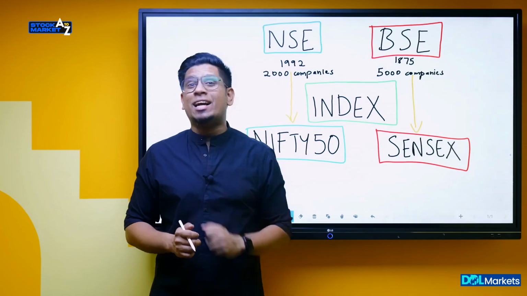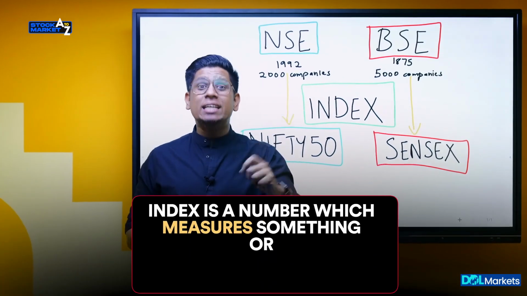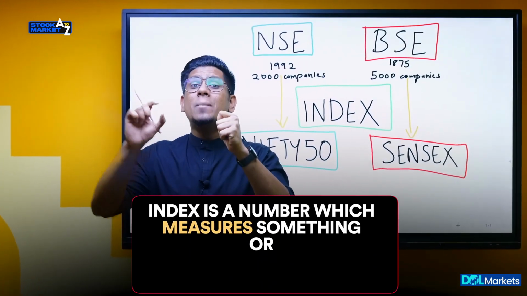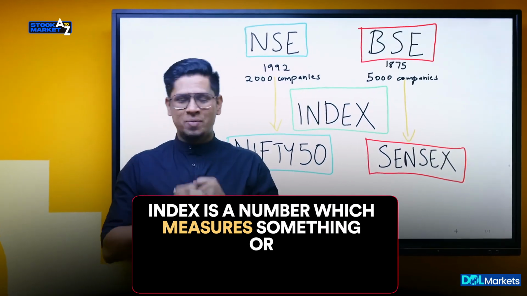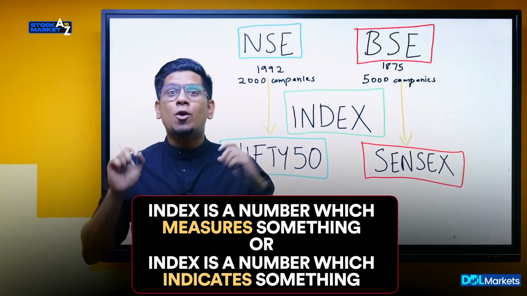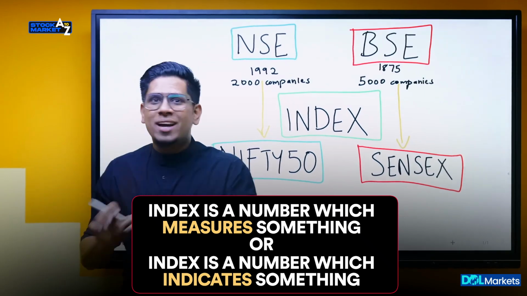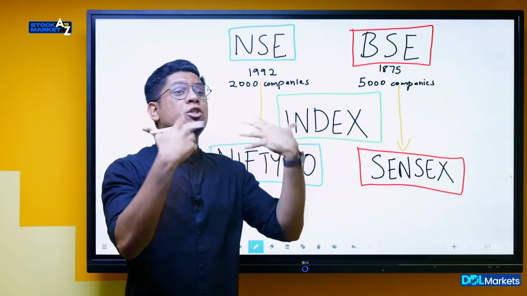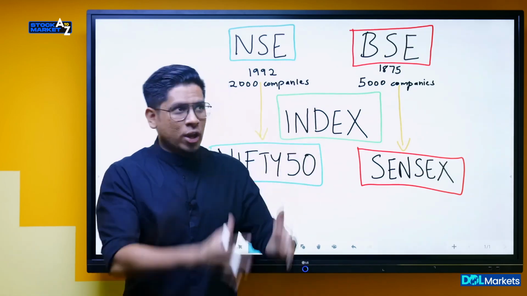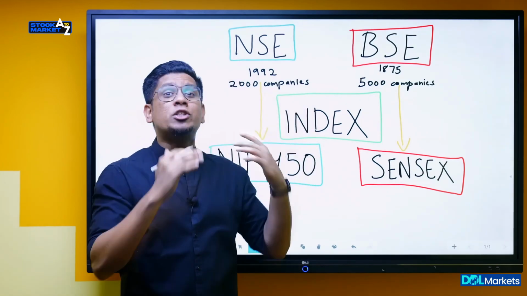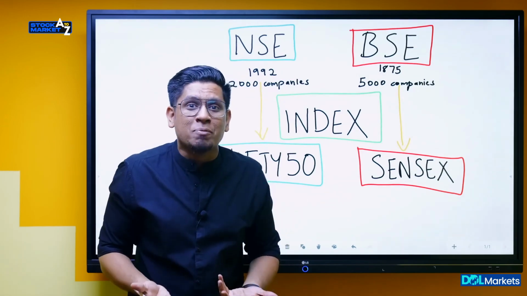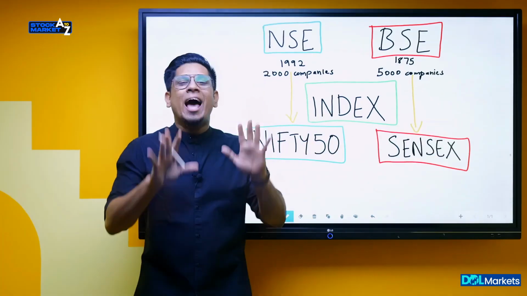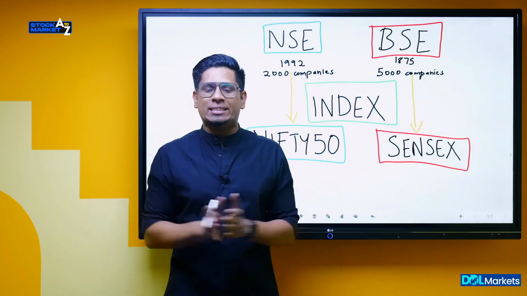So here goes the literal definition. Index is a number which measures something, or index is a number which indicates something. It is as simple as that. So index is just a number. By looking at that number, we should be able to measure something. Or by looking at that number, we should get an indication about something. Getting a hang of it? I'll give you the example, then I'm sure you'll understand this.